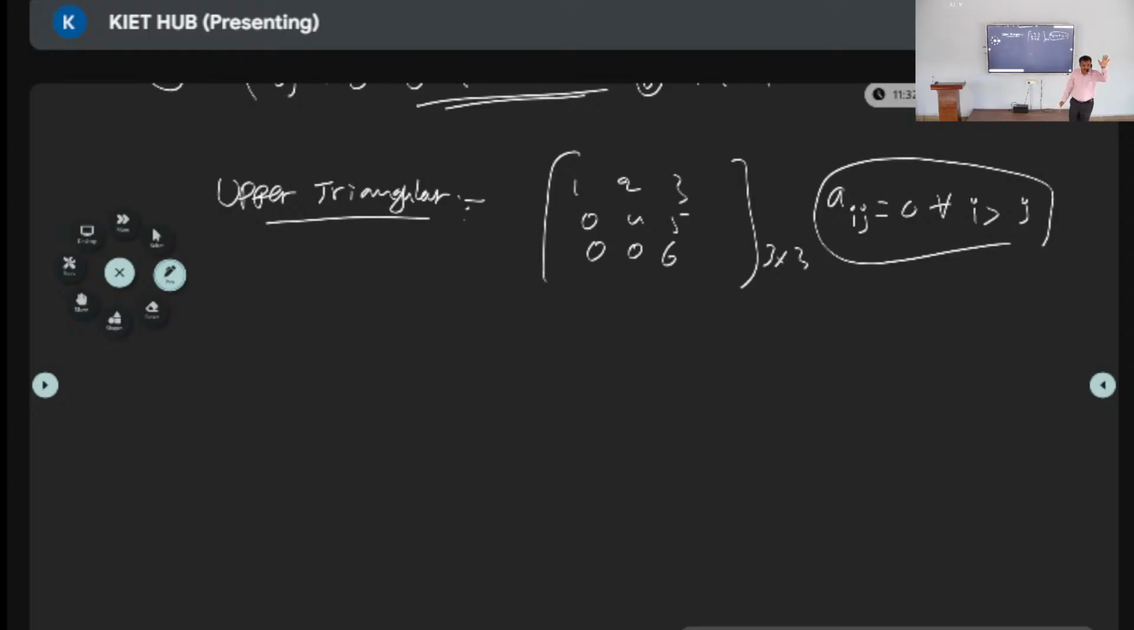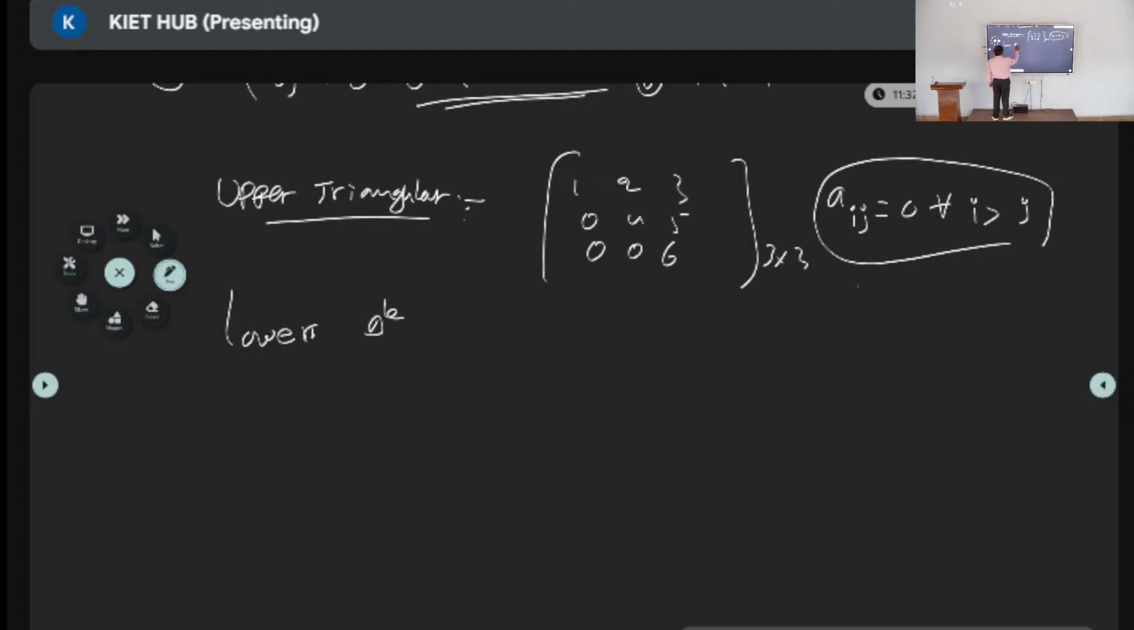Everybody knows, na? Very good, no problem. Aij equal to 0 for all i greater than j. Is it clear to all of you? They will give this one and ask what type of matrix it is. They will ask in reverse. What type of matrix is it? Upper triangular. You are all understanding? Very good. Lower triangular. Let us go to the lower triangular.